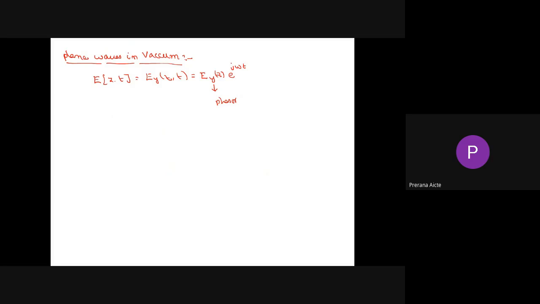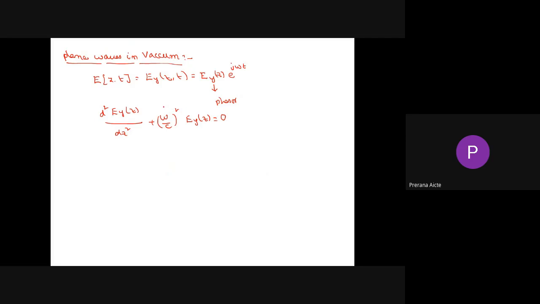Therefore, in one-dimensional equations, we can simplify this equation as d square Ey of z divided by dz square plus omega by c whole square into Ey of z is equal to 0.